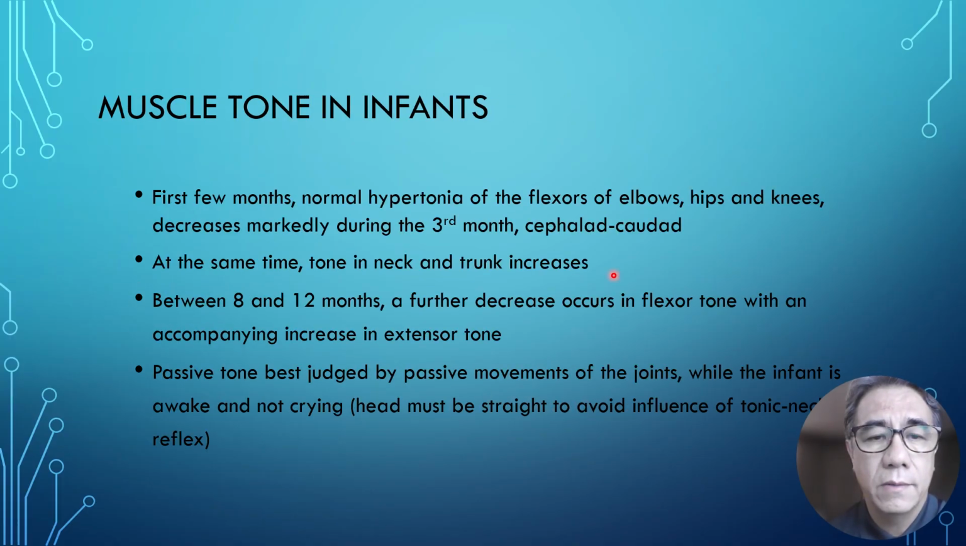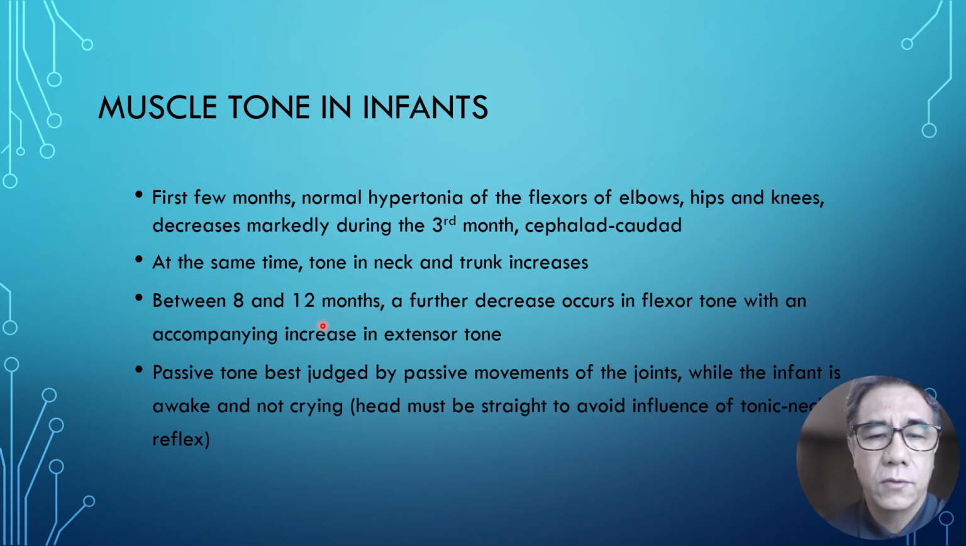An infant normally in the first few months of life has predominantly hypertonia of the flexors of the elbows, the hips and knees, and this hypertonia decreases over time during the third month from cephalad-caudad, head to toe. At the same time, the tone of the neck and trunk increases. So this will allow the patient to have a head and neck hold and keep the body straight while sitting.